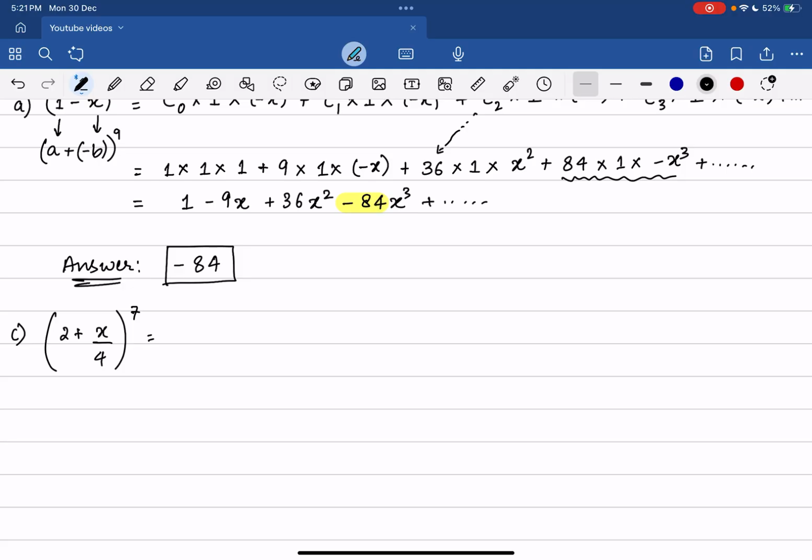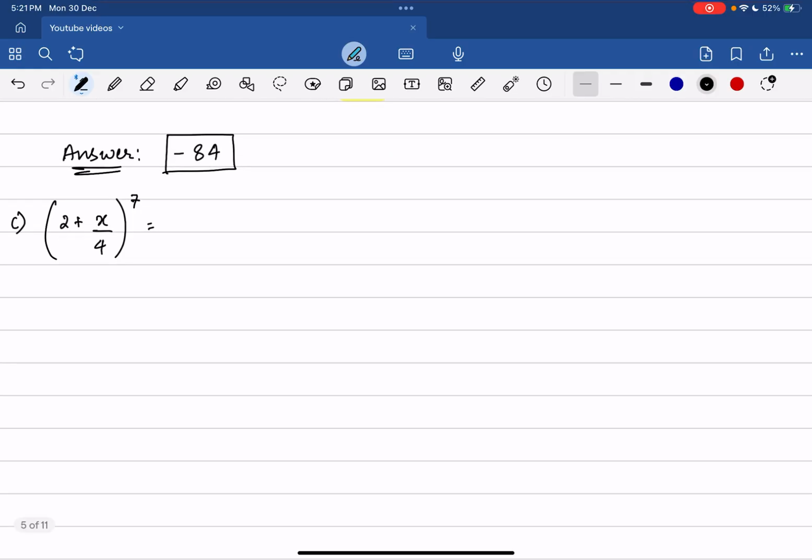So for now, we are going to stick to the basics and we are going to try and apply the formula. Okay, if you wish not to apply the formula, then let's try the Pascal triangle method also over here. Yes, let's try the Pascal triangle method. The Pascal triangle, I'm going to start a little higher up.